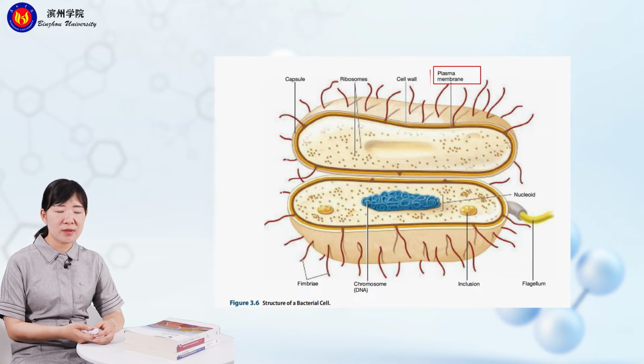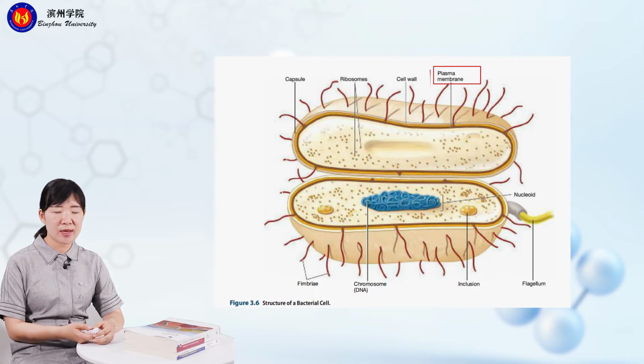Cell membrane acts as a selectively permeable barrier, a mechanical boundary of the cell. It is responsible for nutrient and waste transport, location of many metabolic processes such as respiration, photosynthesis, and detection of environmental cues for chemotaxis.